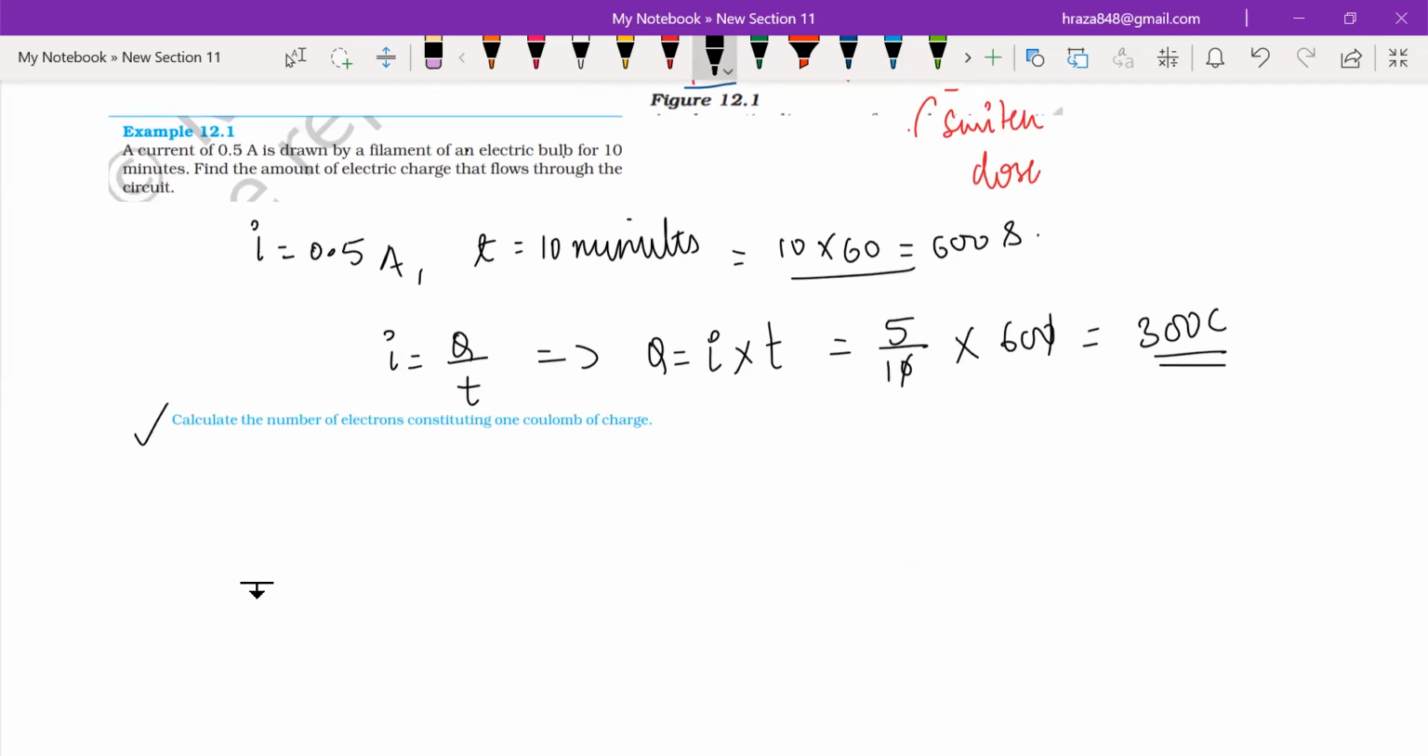Calculate the number of electrons constituting 1 coulomb of charge.